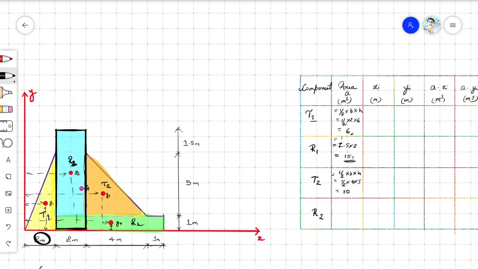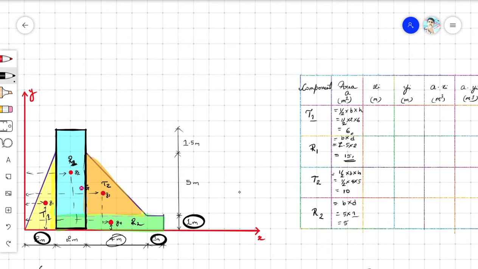Same over here also, you have to write the formula, breadth into depth, or L into B, whatever. Just write a formula that indicates that you have been given certain dimensions. And the last one is again breadth into depth. We give it as 4 plus 1 meter. Over here it is 4 meter and 1 meter, that gives you 5 meter, and depth is 1 meter. So that is 5. That's it.